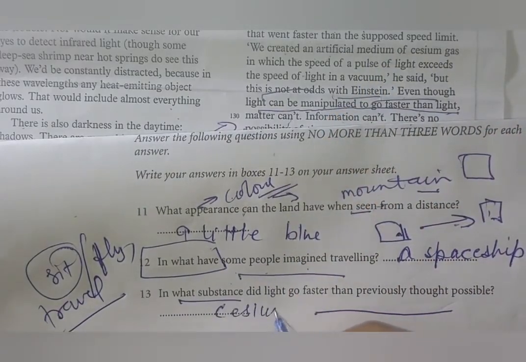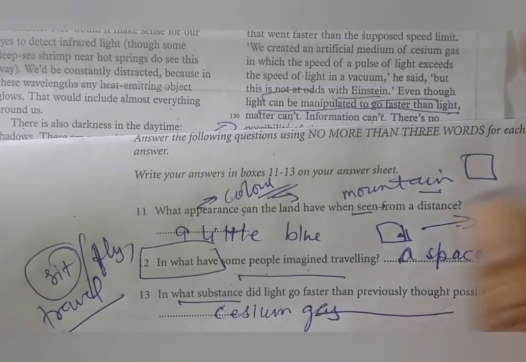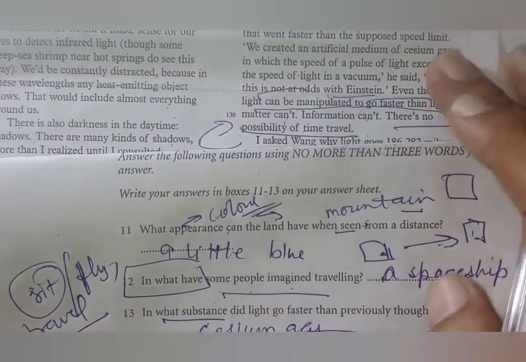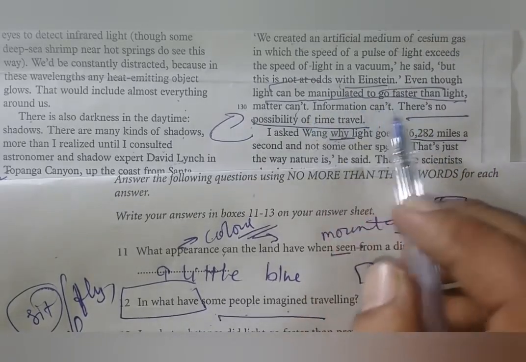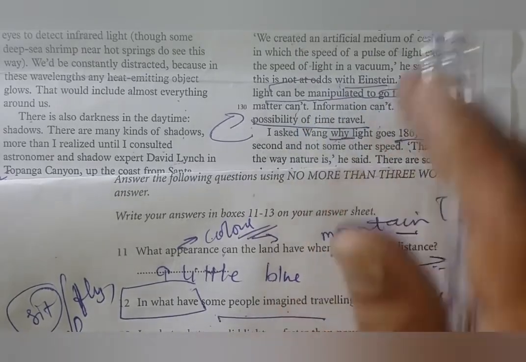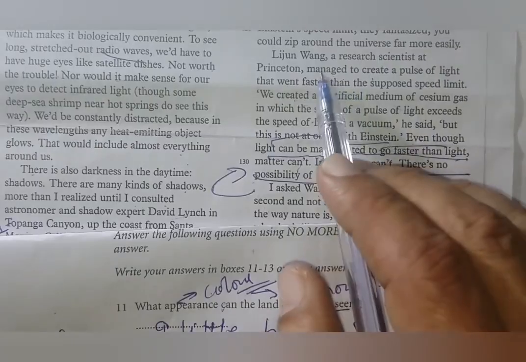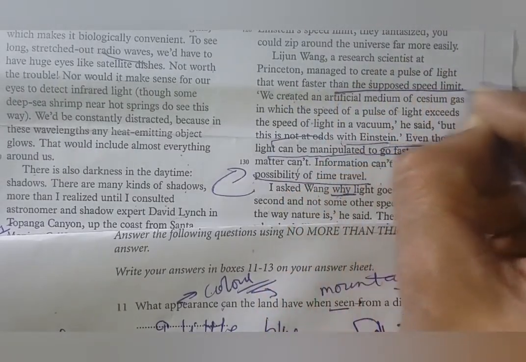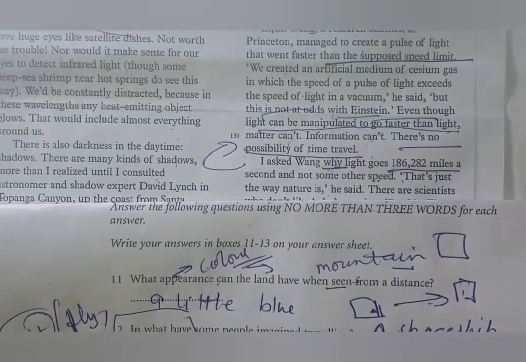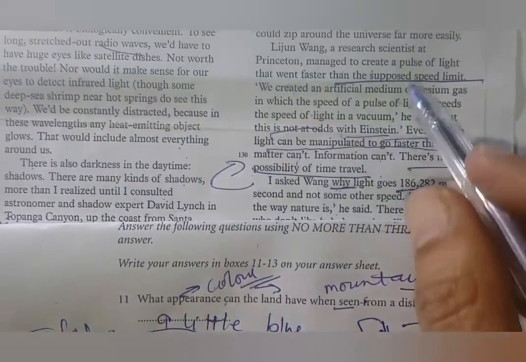Substance I have got. Why waste time? Right? Forty minutes for 30 questions. Oh, but I am slow today, I told you. Possibility, previously thought, I am checking. So he said they went faster than the speed limit. Yes, I got it. Right? Cesium gas. So this is clear.